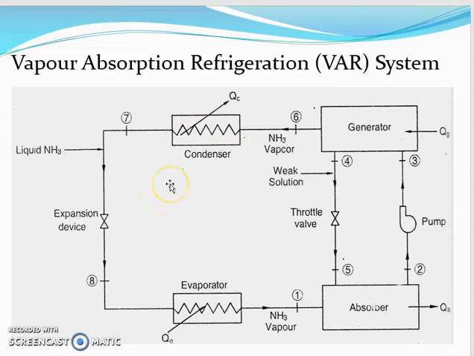In this system, we have used ammonia as refrigerant and water as an absorber. There is another system in which you may use water as refrigerant and lithium bromide as absorbent. That is referred to as the LiBr-H2O system. So this is all about the vapor absorption refrigeration system.